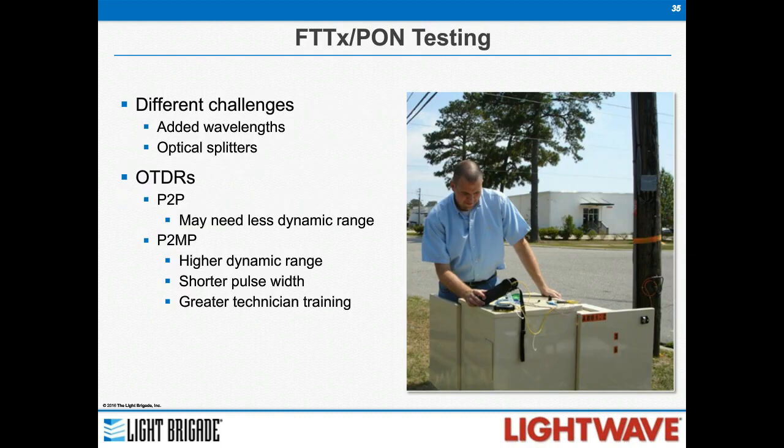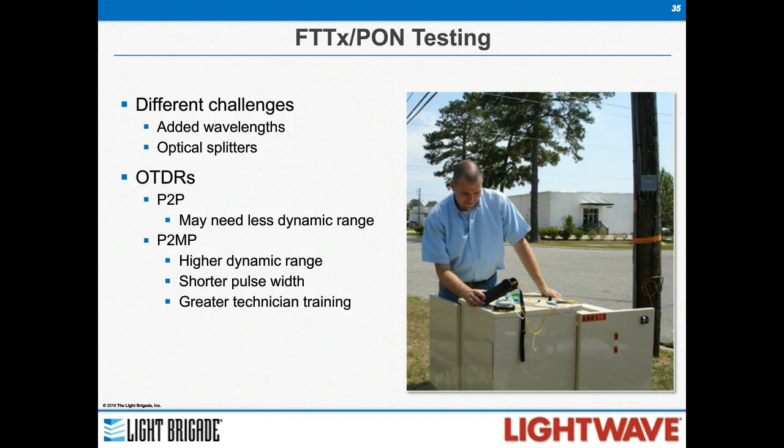Relative to testing, if you're testing fiber to the home, fiber to the building, any kind of PON network, I just want to do a quick check here, since a lot of people are moving into that space. We get questions about, do I need different things if I'm starting to work with fiber to the home? The different challenges you'll see with PON networks is you may have added wavelengths to deal with. 1310 and 1550 are the traditional testing wavelengths for single mode. You may have to add something at 1490 if you're doing FTTx testing. You may be requested to do out-of-band testing at 1625 or 1650 nanometers. Those are things you might have to look at.